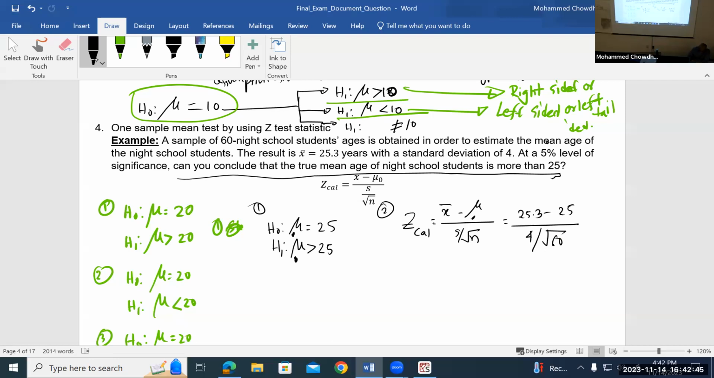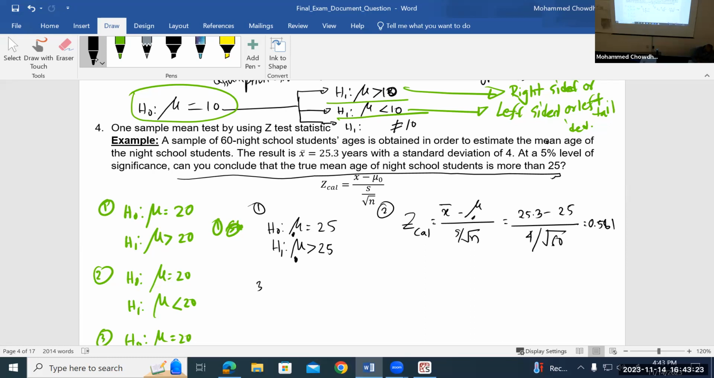So if you plug in these values, what are we going to get here? 25.3 minus 25 divided by 4 over square root of 60. Can any one of you tell me the value of this? What is the value? Tell me. 0.581. Yes, 0.581.